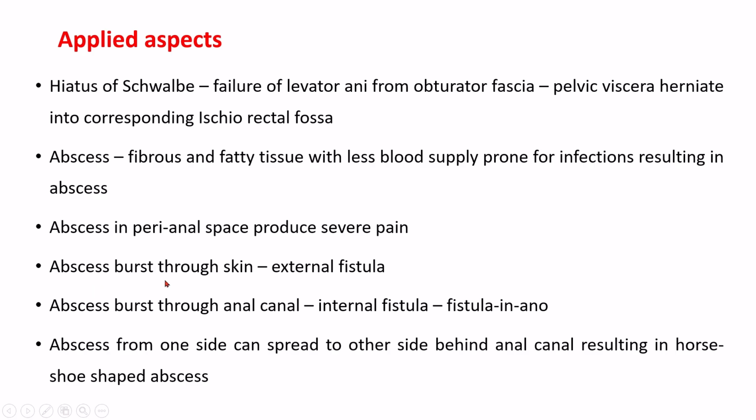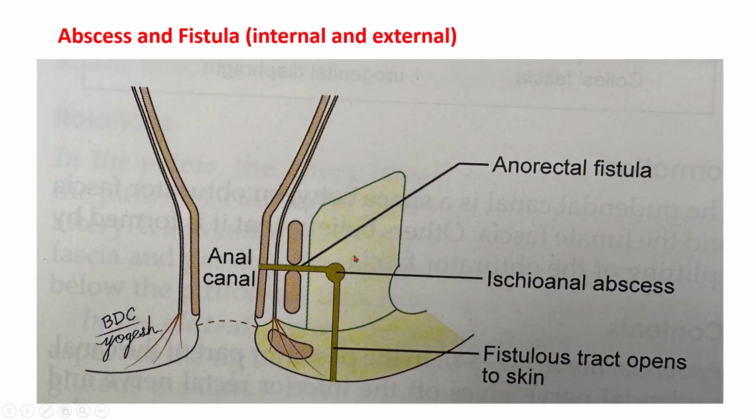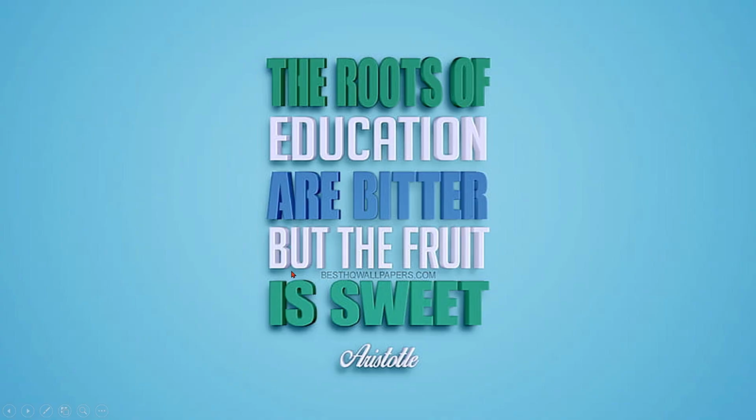The abscess can burst through the skin producing an external fistula, or burst through the anal canal producing an internal fistula, otherwise called fistula in ano. An abscess from one side can spread to the other side behind the anal canal, resulting in a horseshoe-shaped abscess. You can see here, this is the ischioanal abscess. Here it is rupturing through the skin, creating an external fistula, and here it is rupturing into the anal canal, creating an internal fistula. From one side it can go to the other side, resulting in a horseshoe-shaped abscess. Thank you.